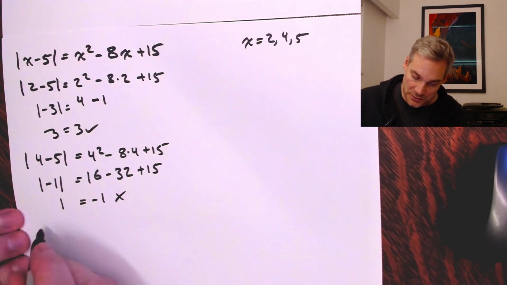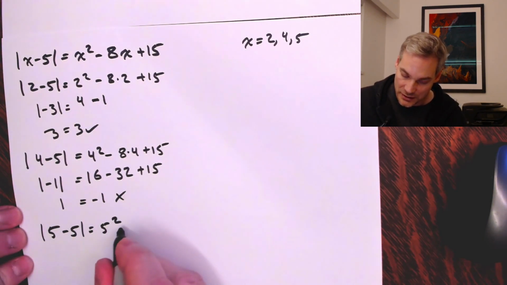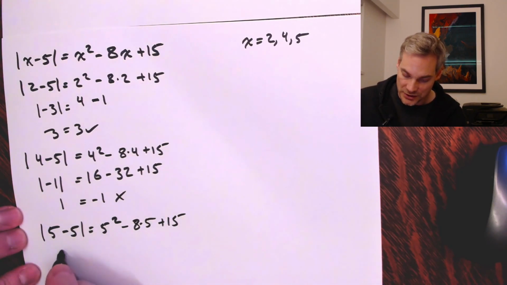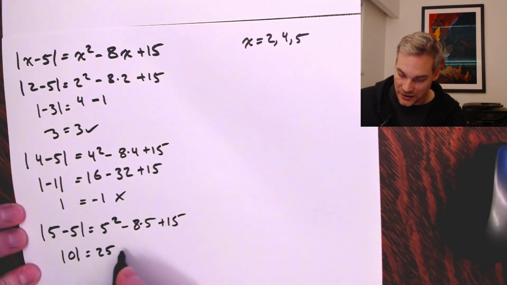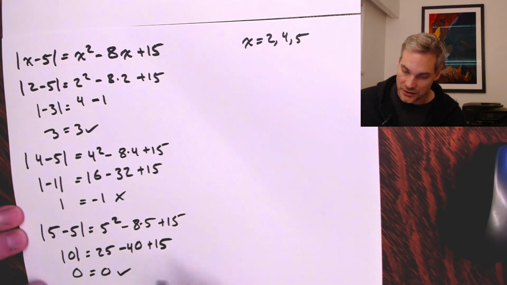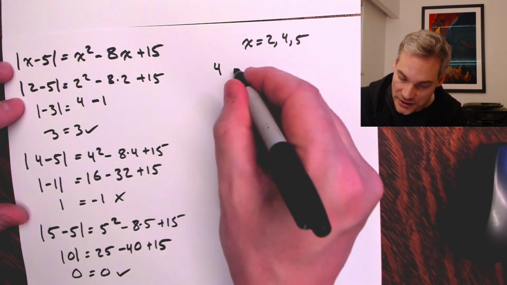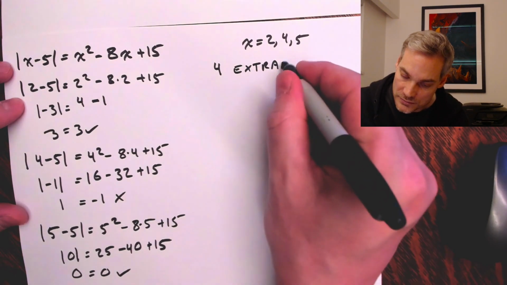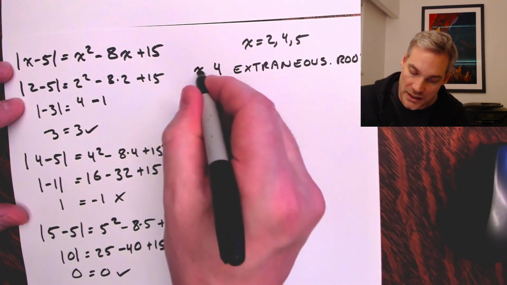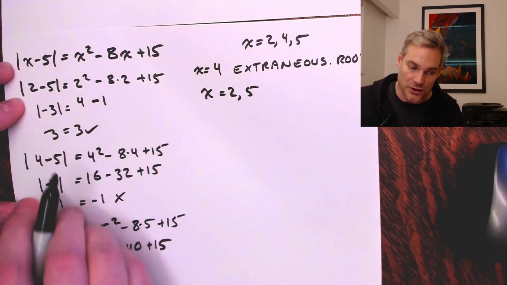And then we check our last one, which is the absolute value of 5 − 5 equals 5² − 8 times 5 + 15. This is just the absolute value of 0. That's 25 − 40 + 15. And 0 equals 0. Okay, so we have two roots. So 4 is an extraneous root. That's right, x equals 4 is the extraneous root. So we know x equals 2 and 5 are real roots.